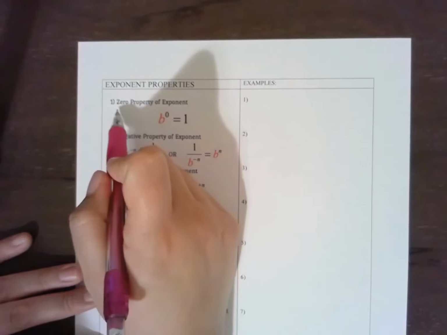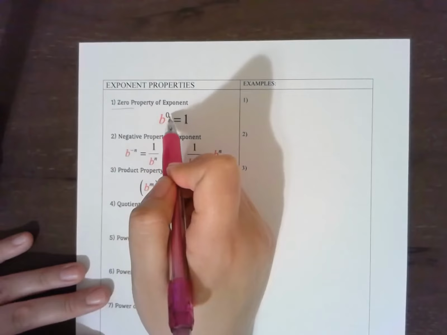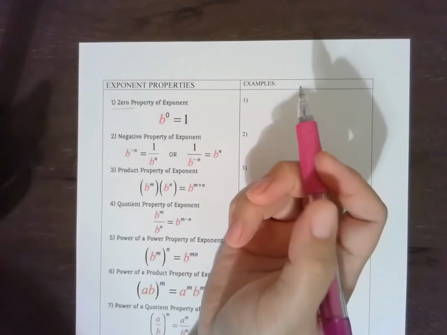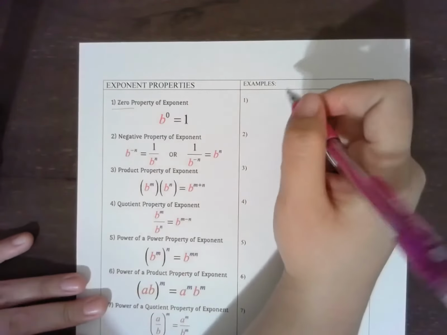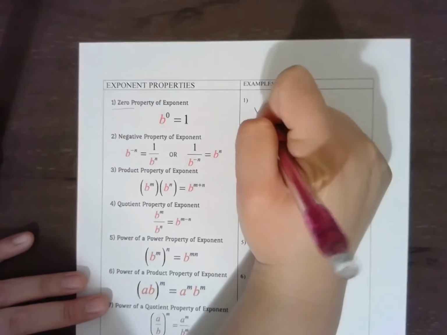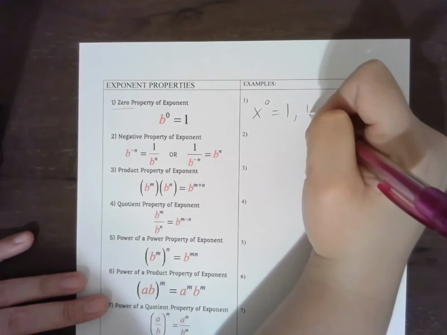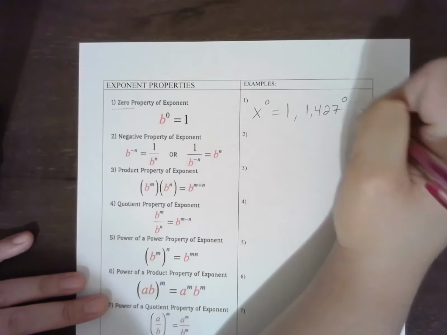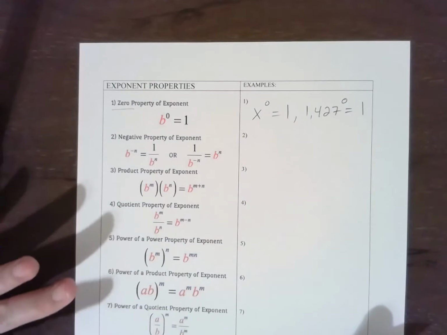So the first property here says it's the zero property, and it's in the name. Notice that the exponent is a 0, so that's why it's called the zero property of an exponent, because the exponent is a 0. Now, any example of this is any number to the 0 power. So it can be x to the 0 power is 1. It can be 1,427 to the 0 power. That's still 1. Okay? So any number to the 0 power is 1.